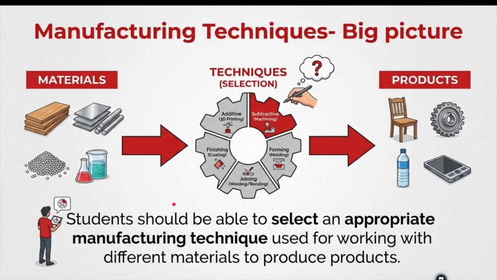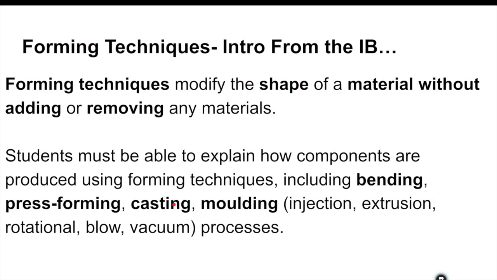Big picture, you need to be able to select an appropriate manufacturing technique used for working with different materials to produce the products that we produce. From the IB, forming techniques modify the shape of a material without adding or removing any material. You must be able to explain how components are produced using forming techniques, including bending, press forming, casting, molding, and that's injection, extrusion, rotational, blow, and vacuum processes.